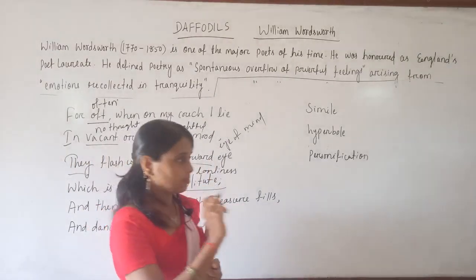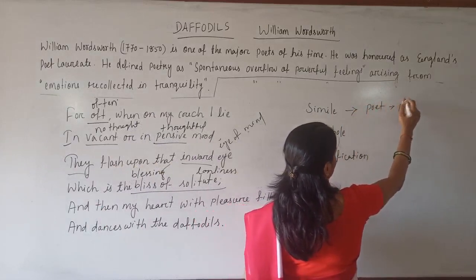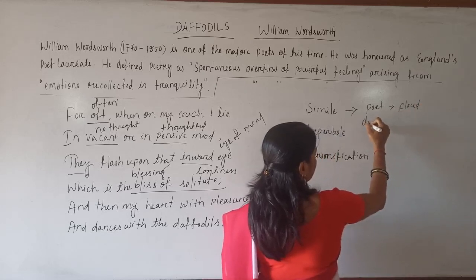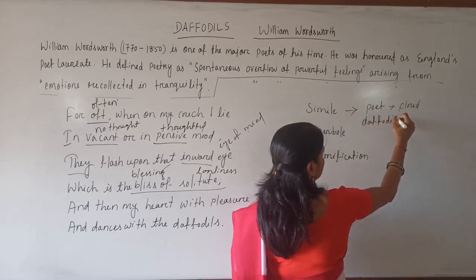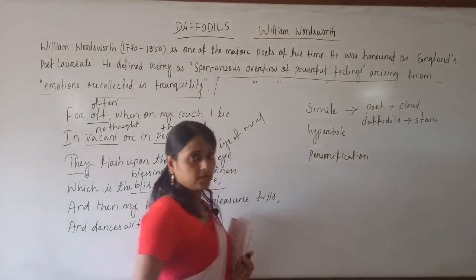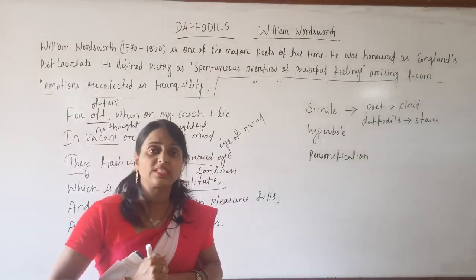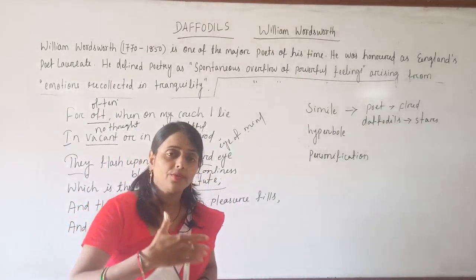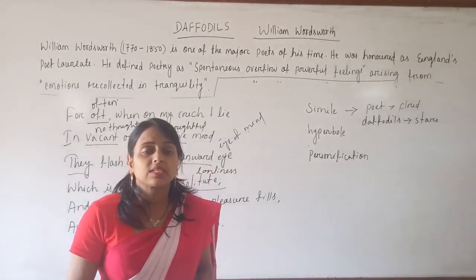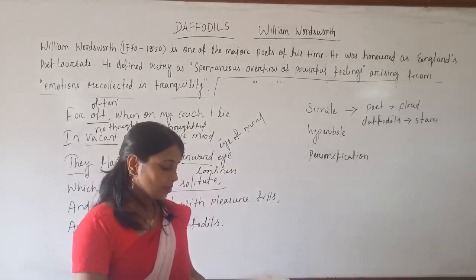That one is simile. In simile, the poet compared himself with clouds and he compared the daffodils with stars. And what do you mean by hyperbole? Hyperbole means something which is being exaggerated. In reality it is present or not, it is not mentioned, but it is being described more than enough, an exaggeration. So where is the hyperbole?